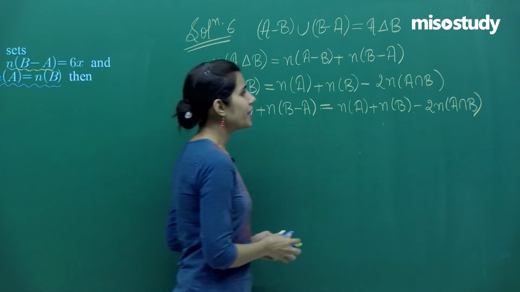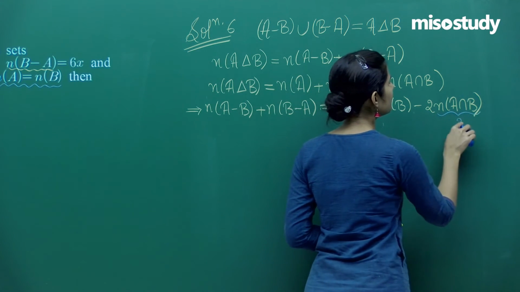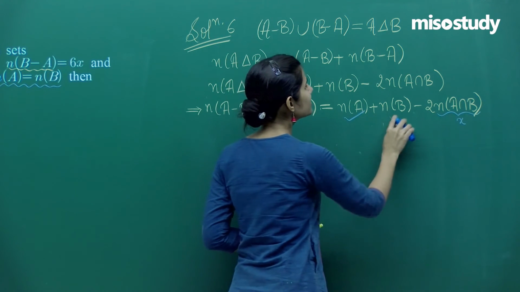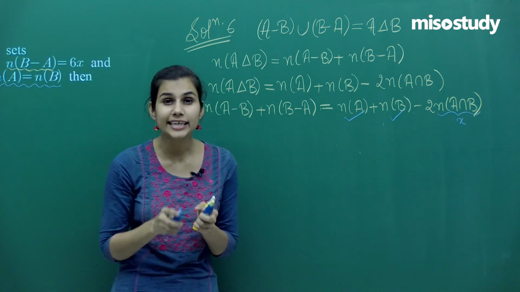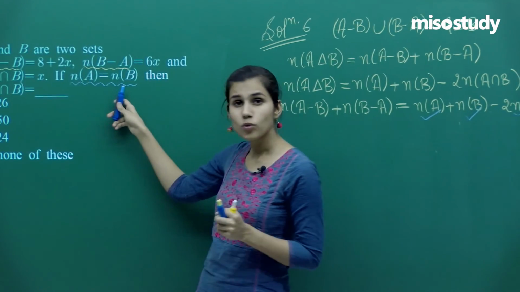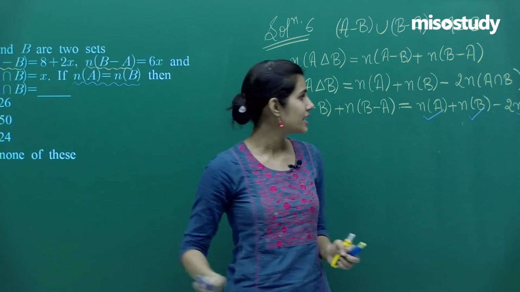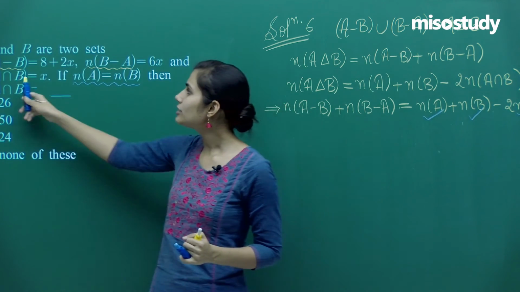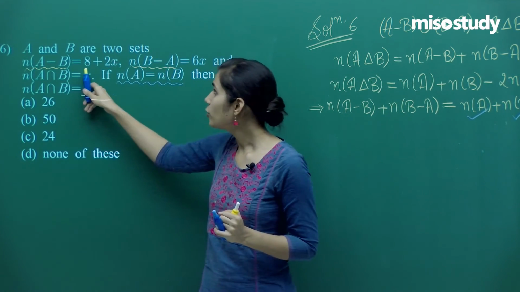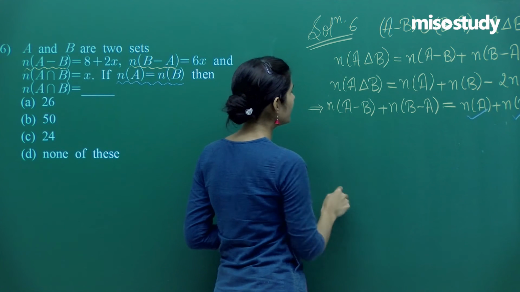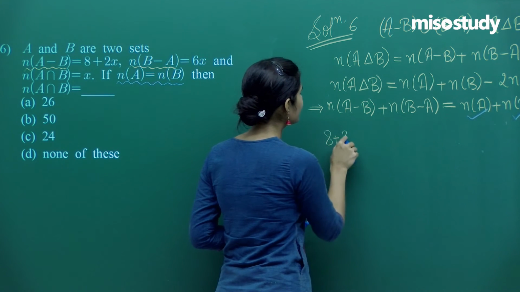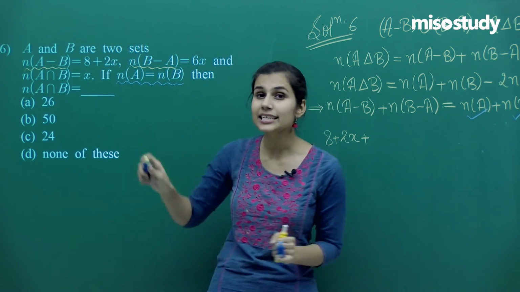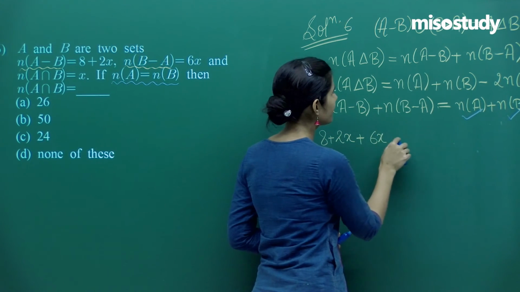You already know that the number of members in A intersection B is x, given to you, and also you know that the number of members in A and the number of members in B are equal. Just have a look. That is what I said is the most important point, and therefore this expression gets reduced to what? Just substitute the number of members in A minus B equal to 8 plus 2x. From here I get 8 plus 2x plus the number of members in B minus A, which is 6x. Therefore, just put that value.